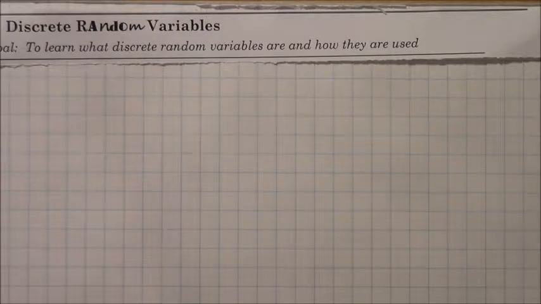Hi, welcome to lesson 23a, Discrete Random Variables. The goal of today's lesson is to learn what discrete random variables are and how they can be used.